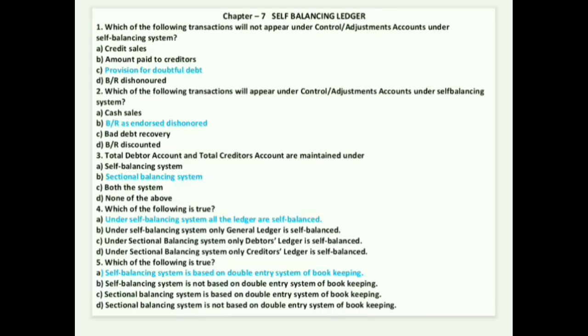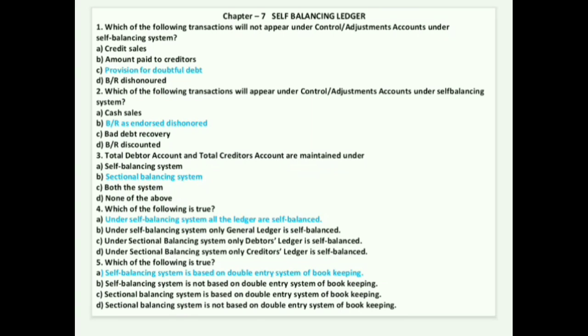Question 2: which of the following transactions will appear under the control adjustment account under the self-balancing system? So bills receivable endorsed and dishonoured will be the correct answer. Total debtors account and total creditors account are maintained under what? Self-balancing system, sectional balancing system, both of them. So sectional balancing system is the correct answer.